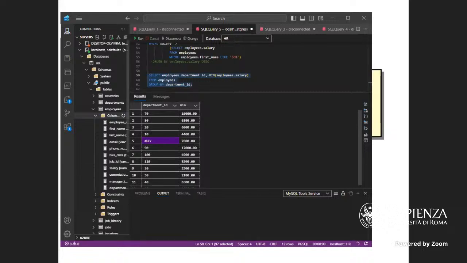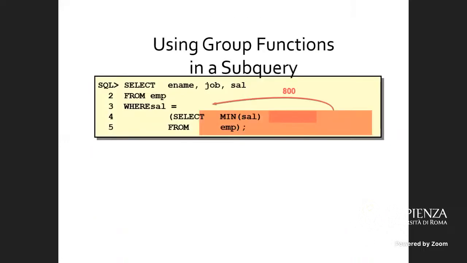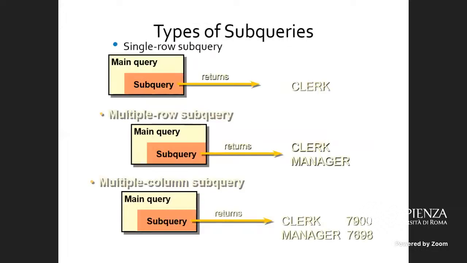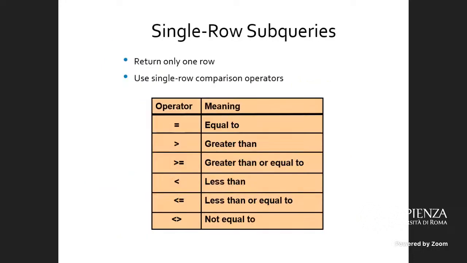Okay. Let's go back. We talked about single row subquery, multiple row subquery, multiple column subquery, right? And then we said with single row subquery, you use single row comparison operators. Do you get it now?